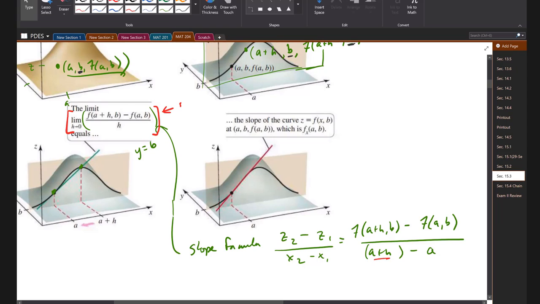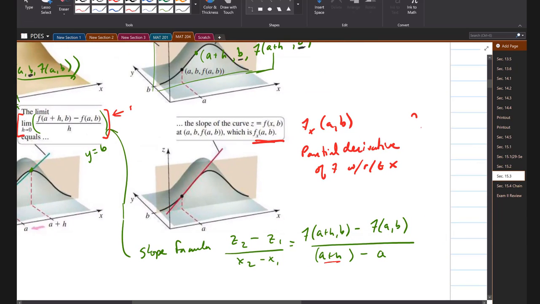Okay? By the way, we're going to give the slope of that line, we're going to denote it by either f sub x of AB. That's one way we're going to denote it. That's read the partial derivative of f with respect to x. Or we could denote it the way you've already seen it, where we'll write partial f partial x evaluated at the ordered pair AB. Usually when we write it evaluated, we'd write like this, evaluated at the ordered pair AB.